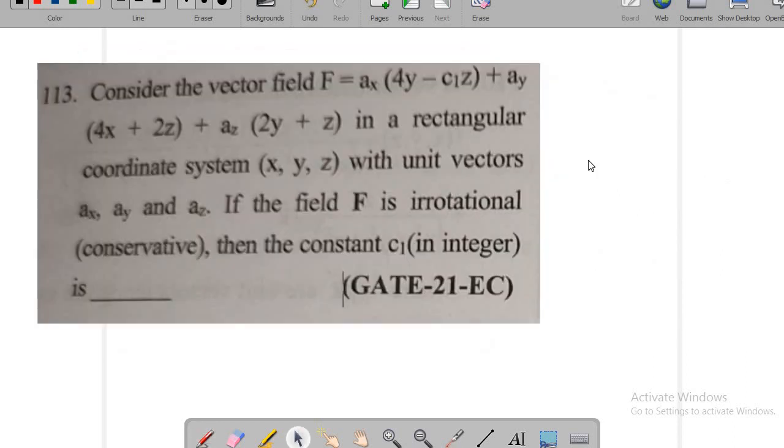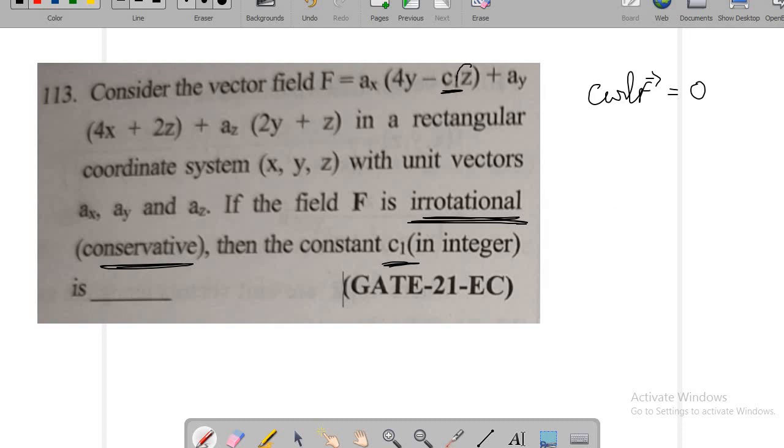And this question is for ECE students. Gate 21. Given a vector field and one unknown is given, C1 is an unknown. Now given that f bar is irrotational, or they are saying conservative, both are same. If f bar is irrotational, what must be this C1? Then what is the condition? If f bar is irrotational, then definitely curl of f bar must be 0.